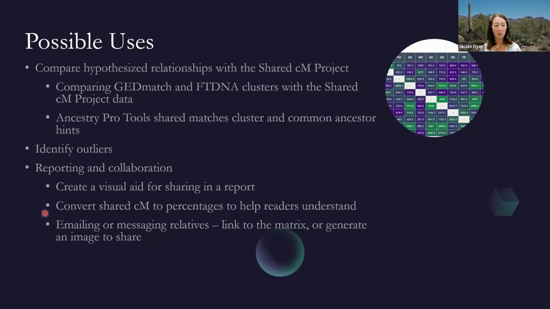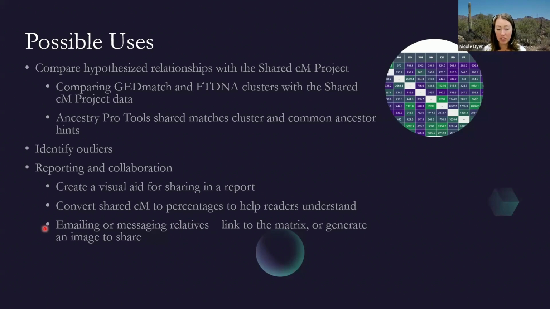Another thing is that you may want to show how much everyone shares both in centimorgans and in percentages. So this is a really easy way to convert a lot of shared DNA into percentages to help the readers understand, because most people who aren't genetic genealogists don't understand how much DNA is 150 centimorgans. And then if you're going to be emailing or messaging relatives, you can send them a link to the matrix or generate an image of the matrix to share with them.